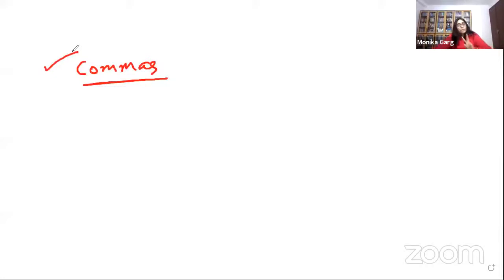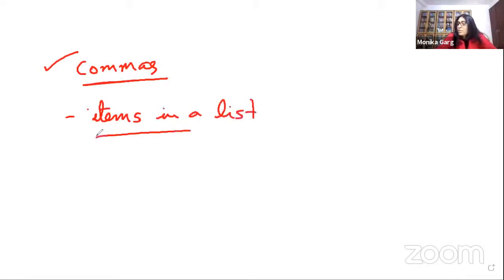So we need to know 2 points here. Number one, where to put the commas, and number two, and that's more important to know, where to not use the commas. So where to use the commas? You need to use commas when you have plenty of items in a list. So if you have 3 or more points to discuss or items to list out, always put commas after them.